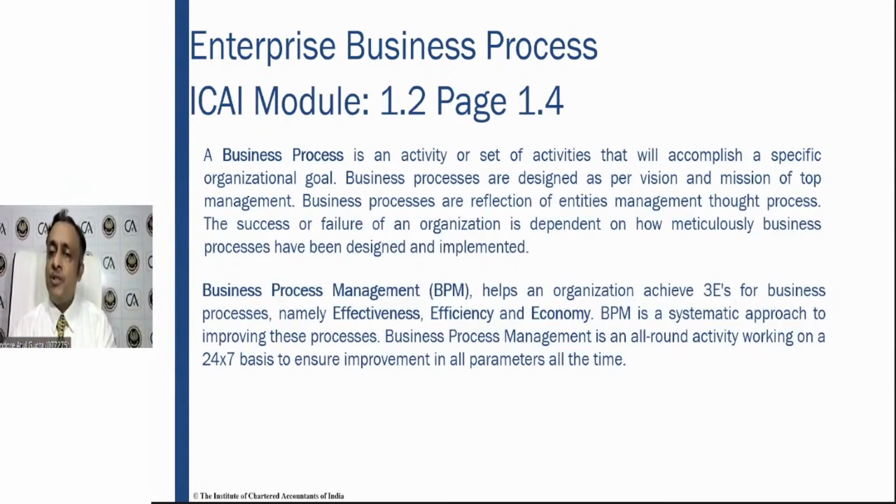Business process management helps an organization achieve the 3 E's of business processes. That is effectiveness, efficiency, economy. Effectiveness of result, efficiency of performance, economy of cost. So if you have a business process and you want these three E's to be there, then you need to have something called business process management. BPM is a systematic approach to improving these processes to improve their effectiveness, efficiency, and economy.